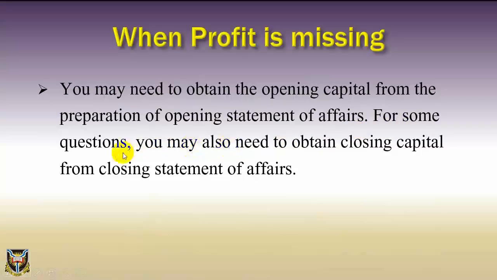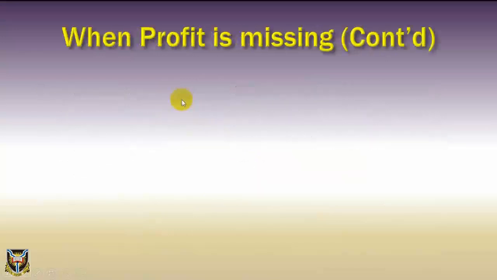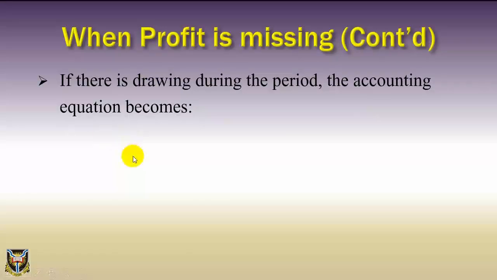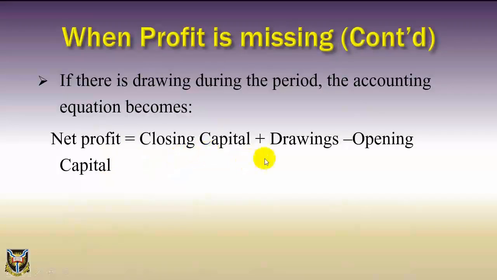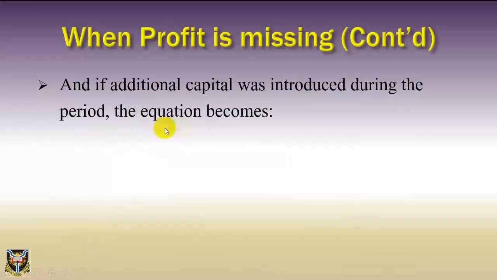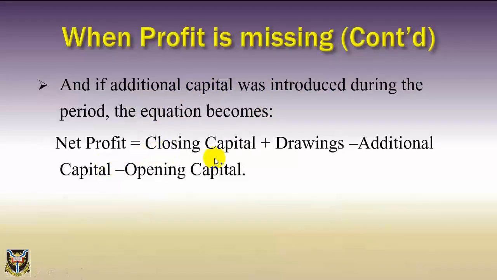For some questions, you may also need to obtain closing capital from closing statements of affairs. If there is drawing during the period, the accounting equation becomes net profit is equal to closing capital plus drawings minus opening capital. And if additional capital was introduced during the period, the equation becomes net profit is equal to closing capital plus drawings minus additional capital minus opening capital.